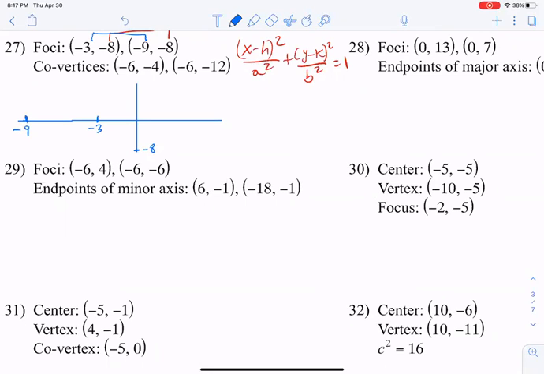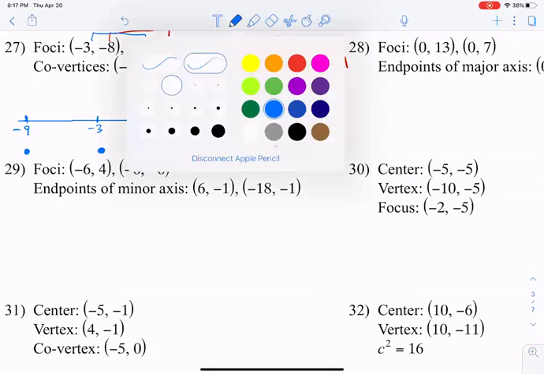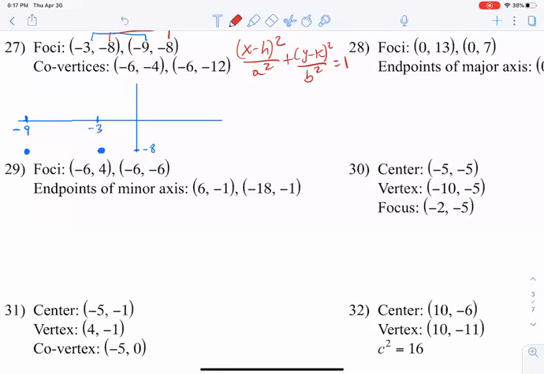Now, you can graph this if you're confused. So let's do that. -3 and -8 is around here somewhere, and -9 and -8 is all the way to the left, around here. So this point is here, this point is here, and those are the foci. By definition, these points somewhere here are going to be your vertices. Therefore, the graph of your ellipse should be something like that. I know it's not perfect, but I'm just trying to give you a brief idea of what to do.